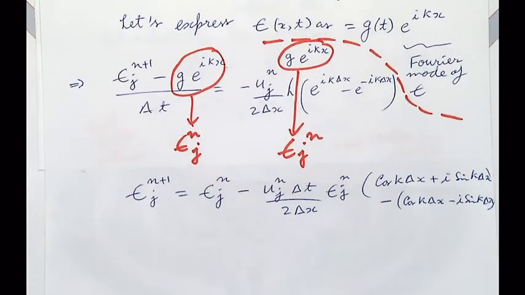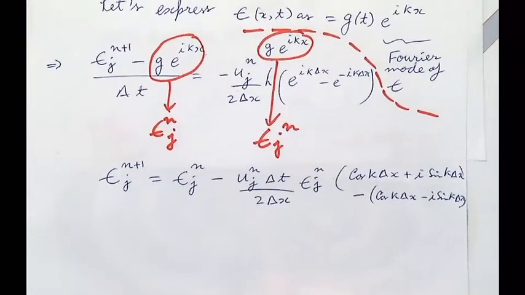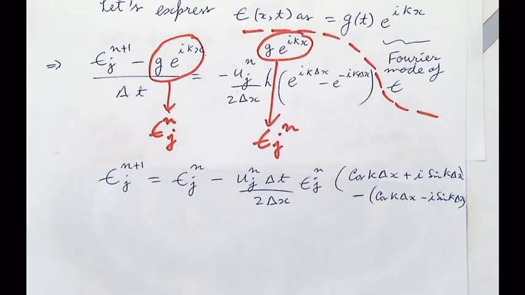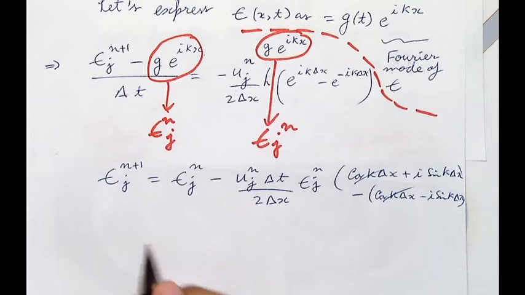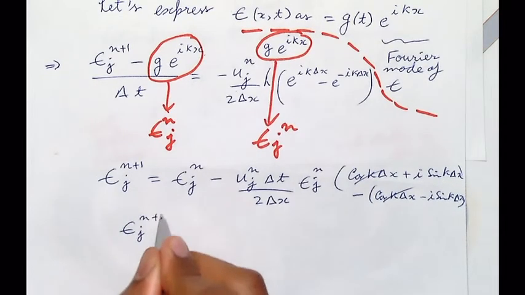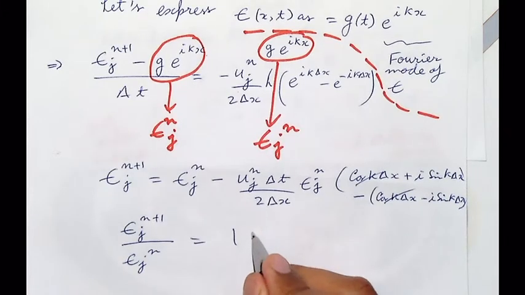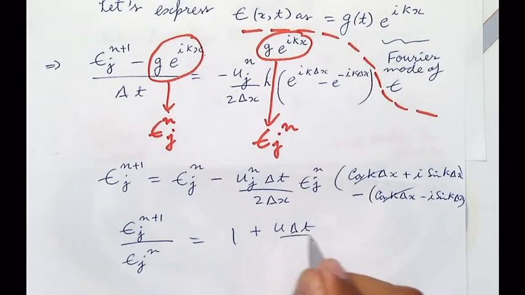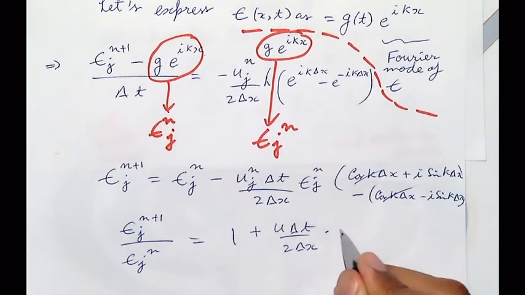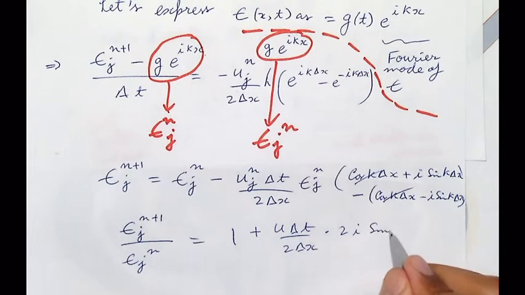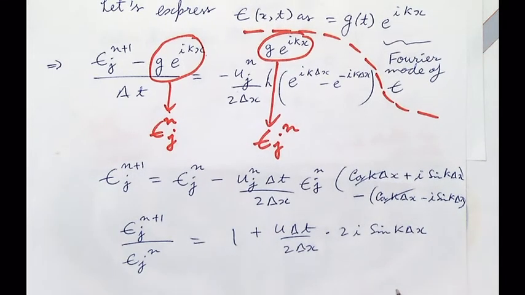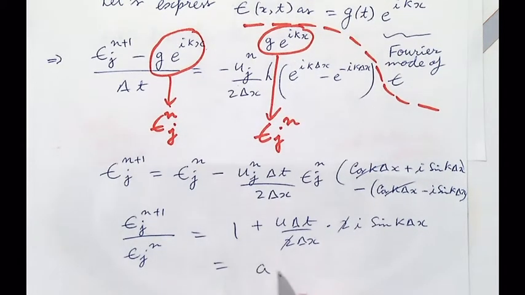Okay. All right. If you see a mistake, stop me. See, there's no mistake, right? Yeah, this is fine. So this cancels that. And then we have epsilon j n plus 1 over epsilon j n equals 1 plus u delta t over 2 delta x times 2I sin k delta x. Okay, this is just a plus ib, all right?